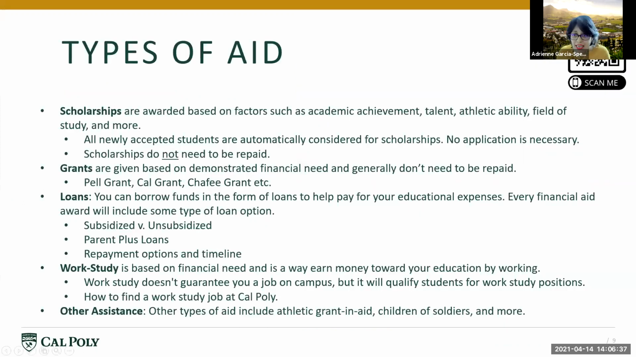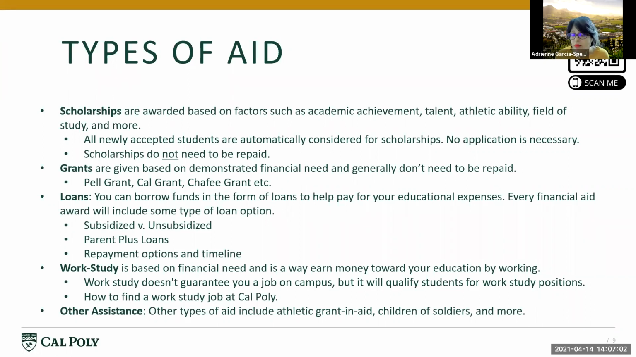And when I say aid, I mean a whole host of things. Aid can include scholarships, which are awarded based on factors such as academic achievement, talent, athletic ability, field of study, financial need. Just so you know, all newly accepted students at Cal Poly are automatically considered for scholarships. There was no application necessary. Scholarships are a type of aid that do not need to be repaid.